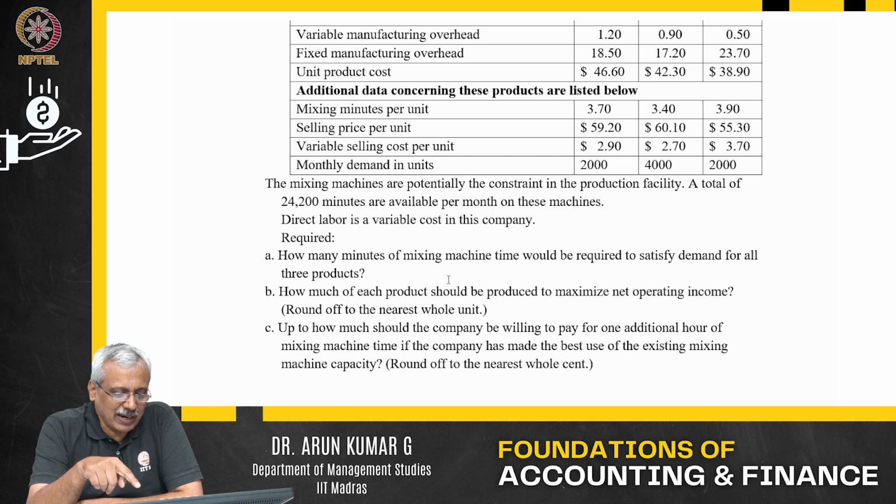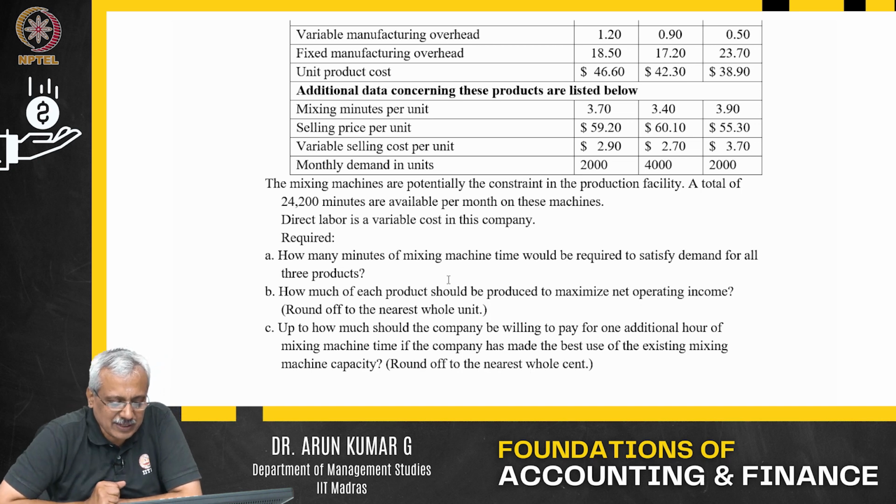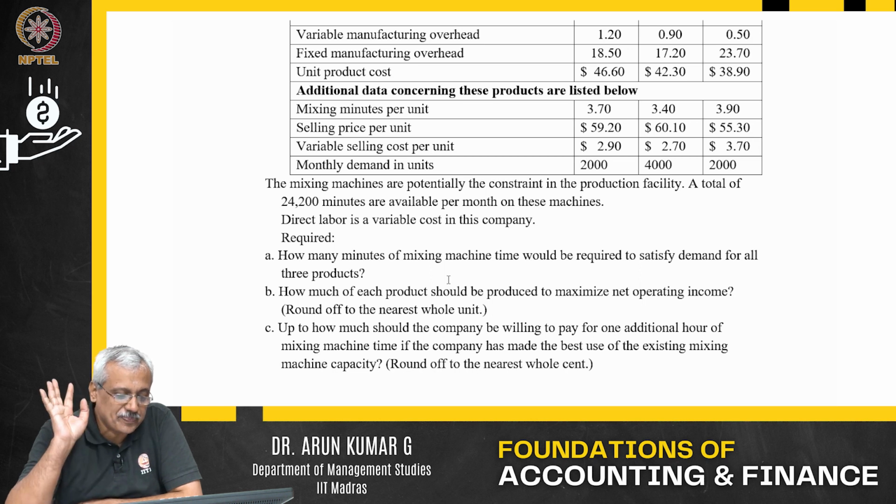What is this variable manufacturing overhead? Variable selling cost is different from variable manufacturing overhead. So these two are very different, and then there is monthly demand in units. Now there is a constraint on the mixing machine. The mixing minutes are potentially the constraint in the production facility. A total of 24,200 minutes are available per month on these machines. That means availability is 24,200 minutes only. Direct labor is a variable cost in this company.